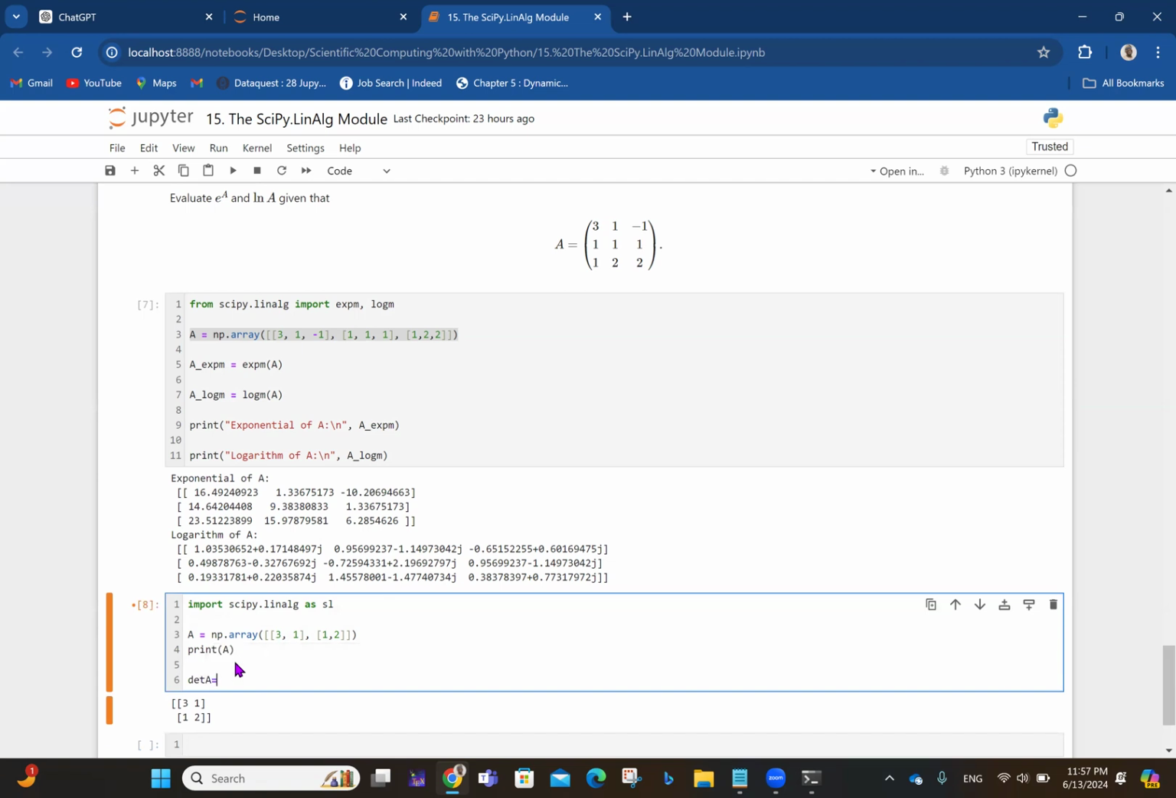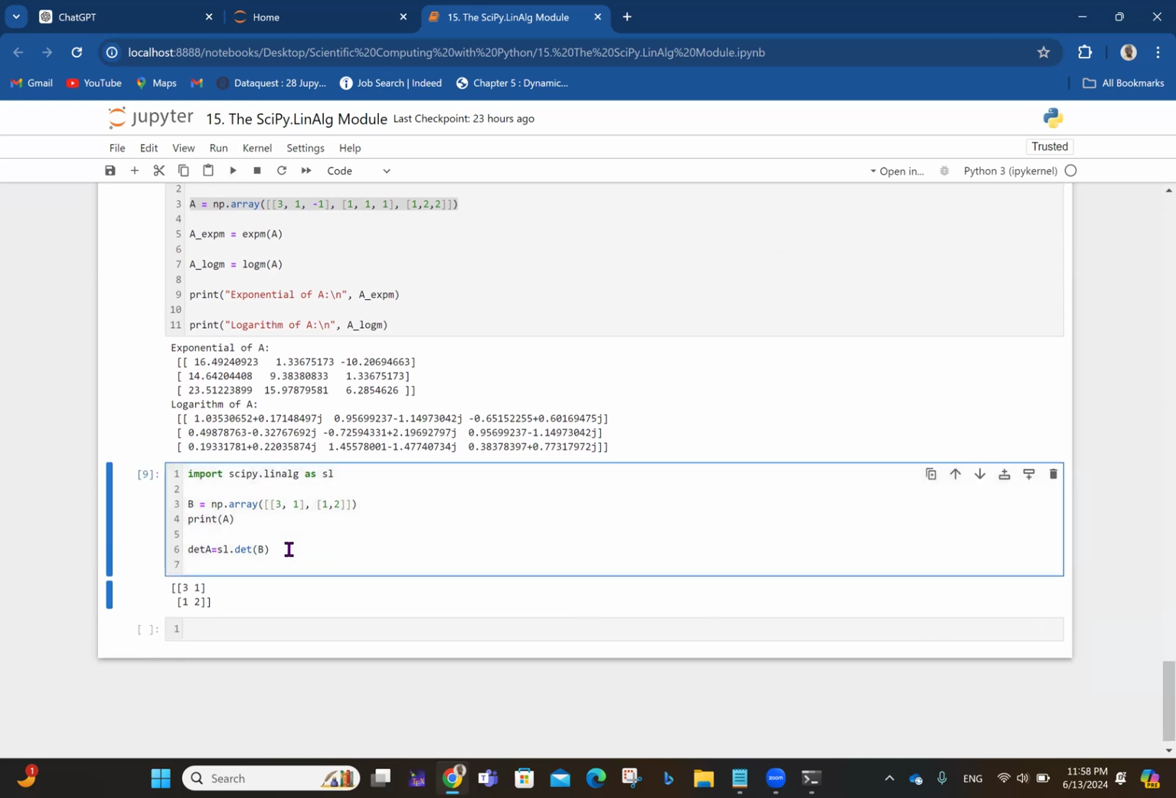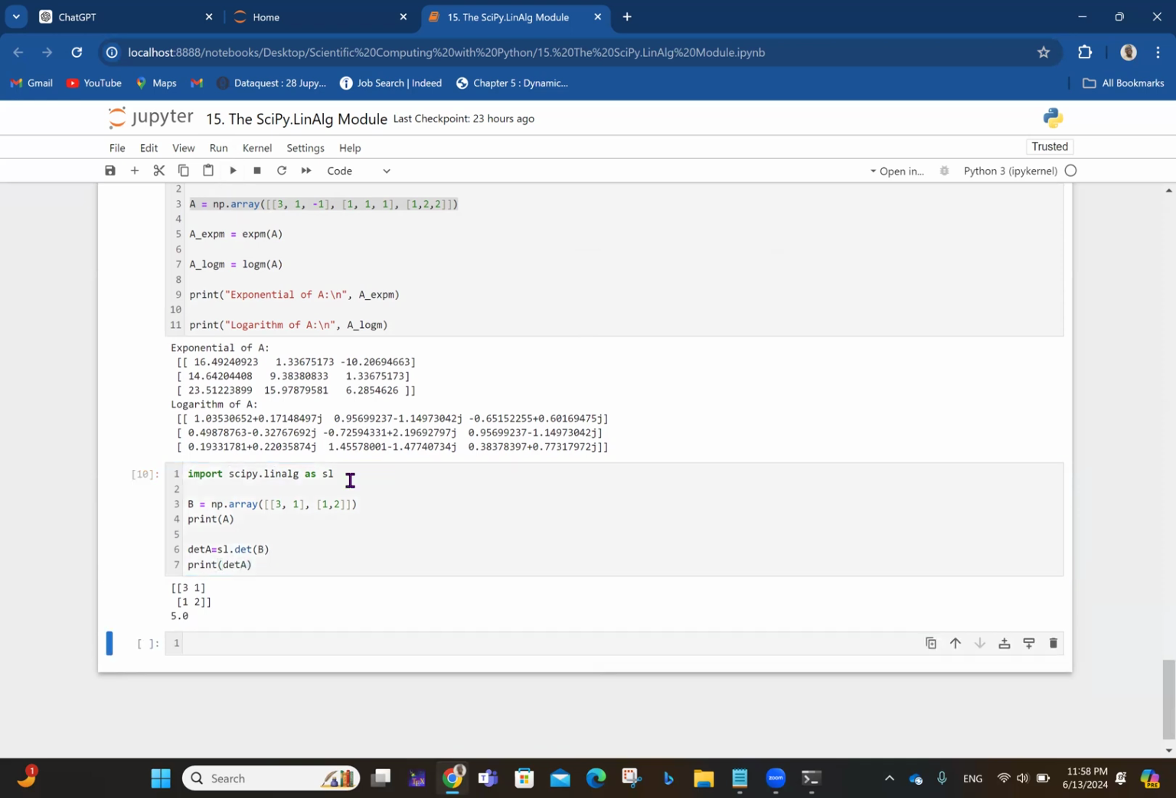Now, where the actual work is, so for you to get this det, you have to call it from SL, because it's inside SciPy.LinAlg. So you now say SL.det, and then let's call this B, since we've always used B. So it means that from inside SciPy.LinAlg, we are calling the det function. So we want to find the determinant of that, which you know is already 3 times 2, 6 minus 1, 5. I've not said to print that. So print that, and that is 5, as expected.